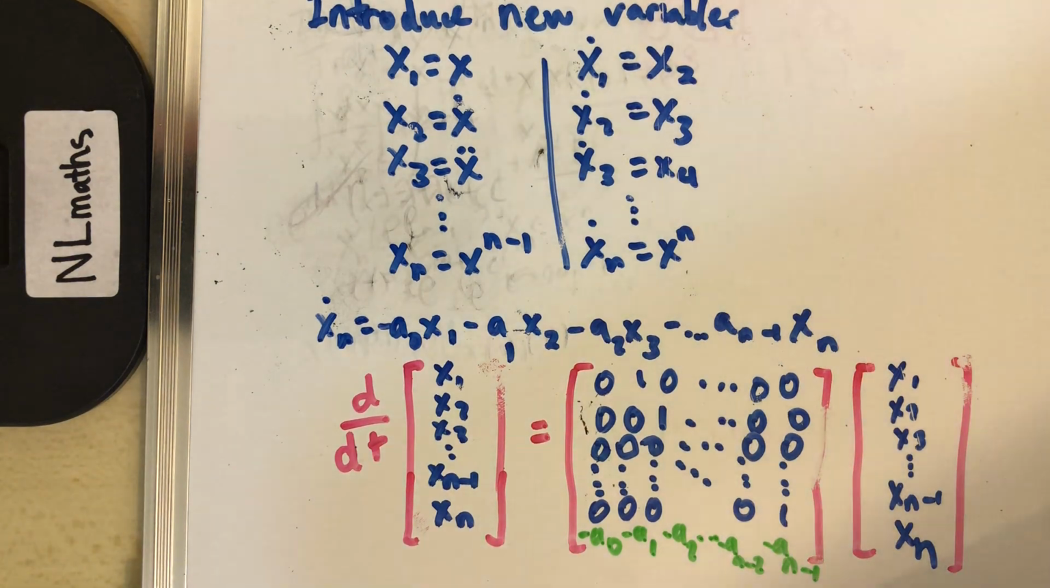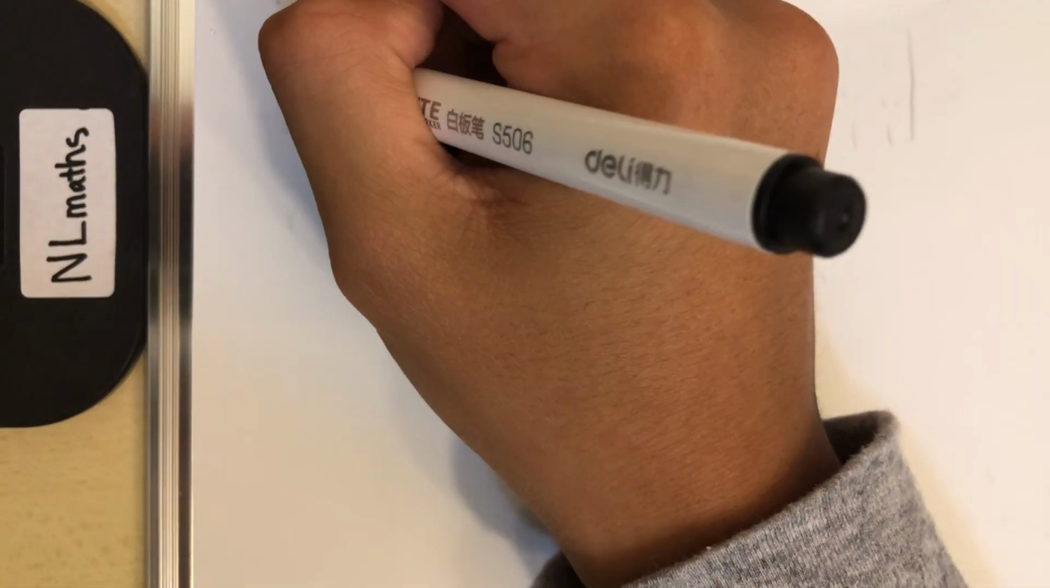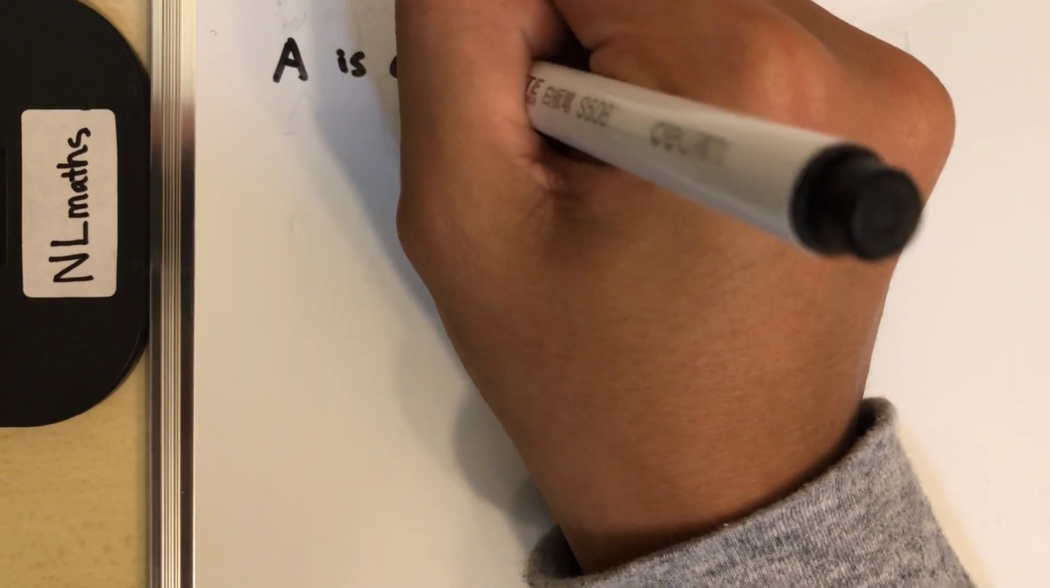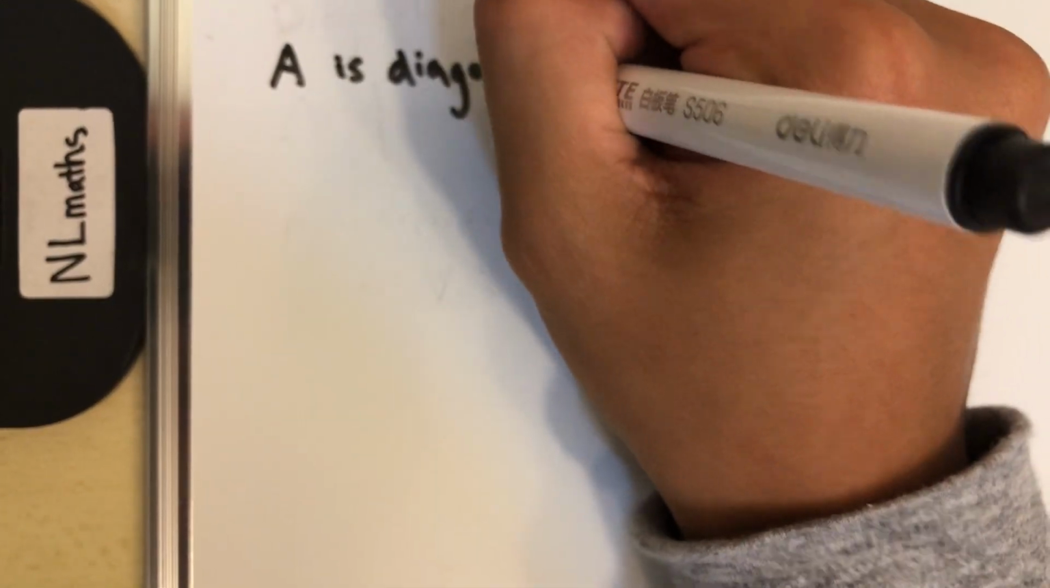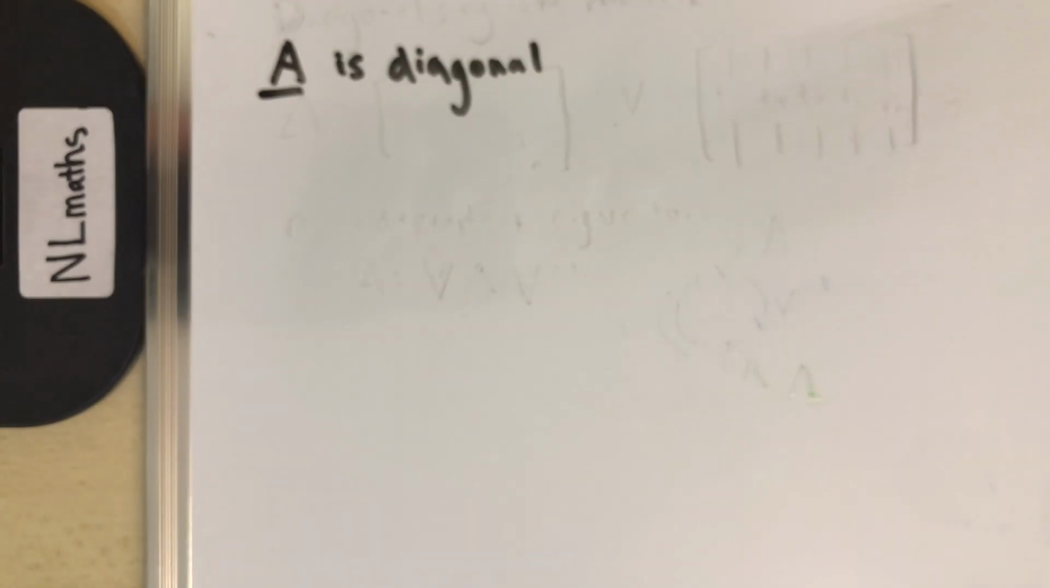And diagonalization is really important because diagonal matrices are very easy to deal with. So I'm going to flip the whiteboard over and we're going to talk about diagonalized matrices. Okay, so let's say we have a matrix A, which is diagonal. And I use this underscore to denote that it is a matrix, of course.